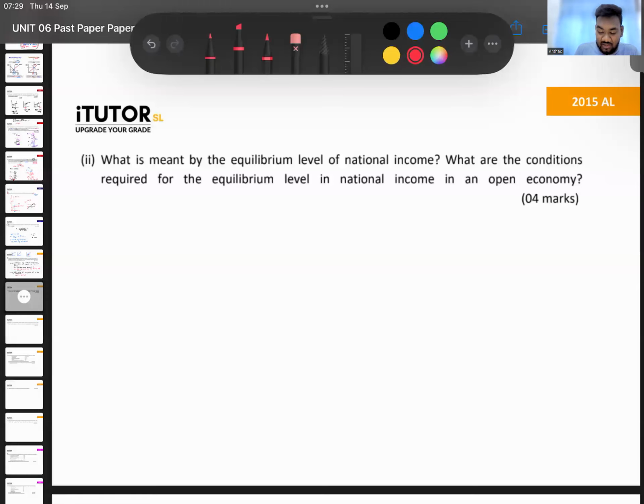Okay. Now, what is meant by equilibrium level of national income? What are the conditions required? Can you see this is the same thing that was repeated? So what is equilibrium level of national income? You write the definition that we spoke about on Tuesday, or get the definition from your textbook. Simple thing that we've already spoken. You can say equilibrium is a situation where there is no tendency for this national income to either increase or decrease. The level of national income that is at this level is known as the equilibrium level of national income. Right? For 2 marks, you write that.